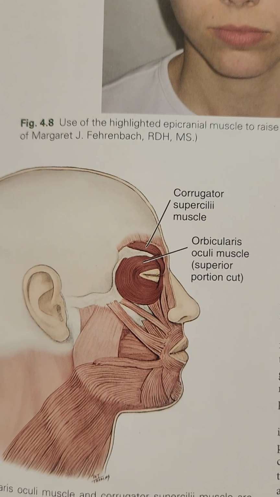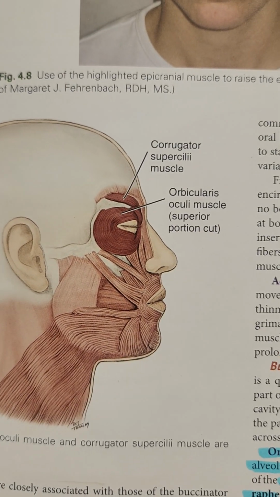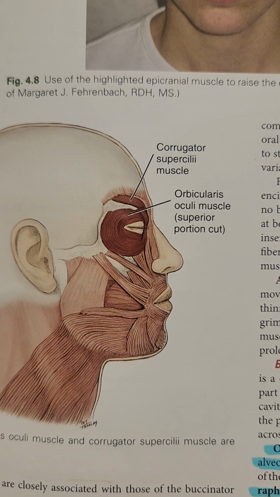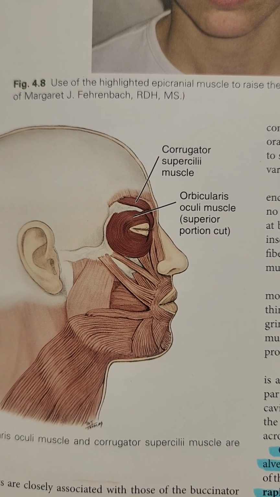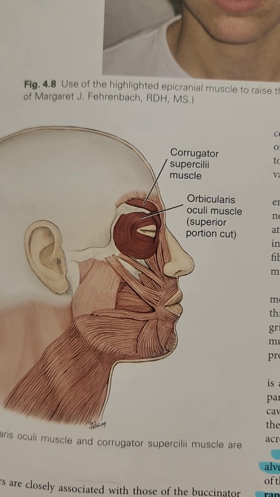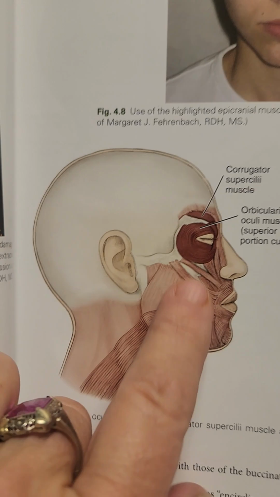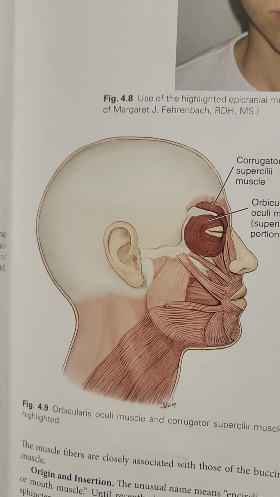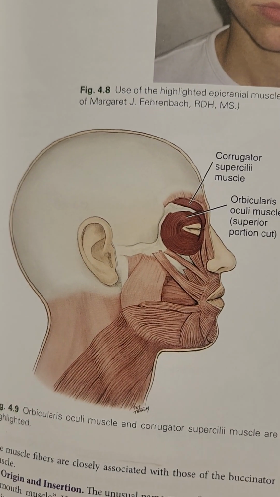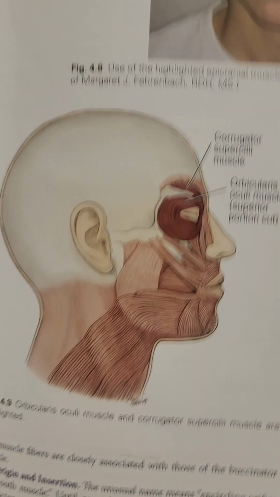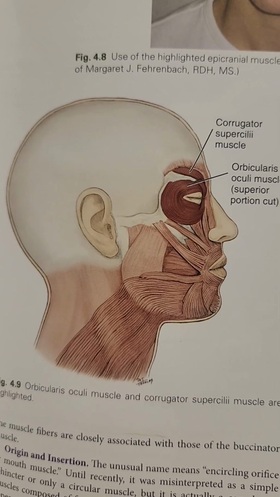We have the orbicularis oculi muscle, and the orbicularis oculi is the muscle around the eye. Its origin is the orbital rim, the frontal bone, and maxilla, and then the insertion is the lateral canthus of the eye. This encircles the eye and it opens and closes the eye. So Misha and I did this one.